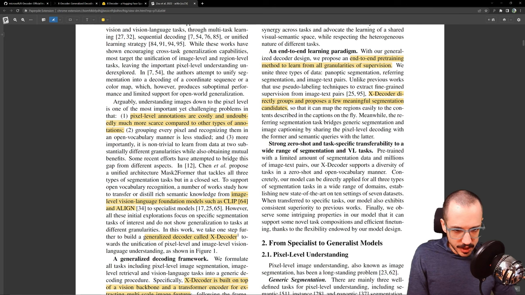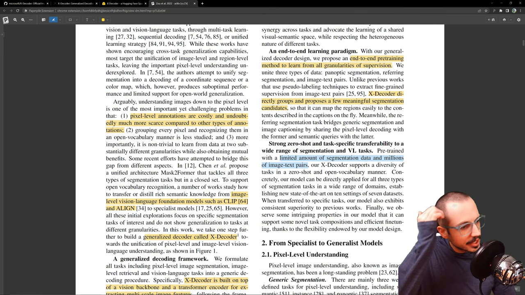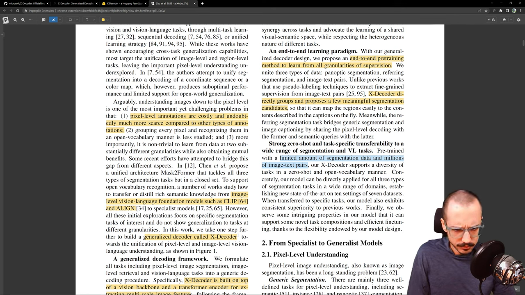Okay, so strong zero shot and task specific transferability. Pre-trained with a limited amount of segmentation data and millions of image text pairs. They reference this twice now, but they haven't told us exactly what it is. Model can be directly applied to all three types of segmentation tasks. When transferred to specific tasks, our model also exhibits consistent superiority to previous works. We observe some intriguing properties in our model that it can support some novel task compositions and efficient fine-tuning.